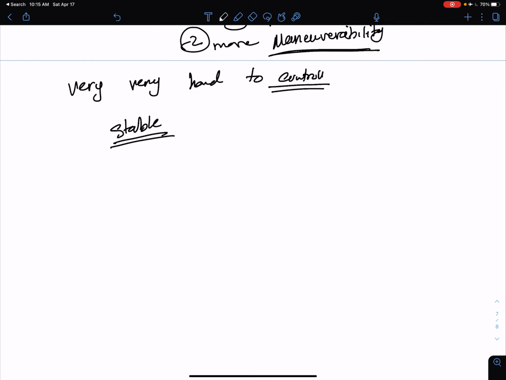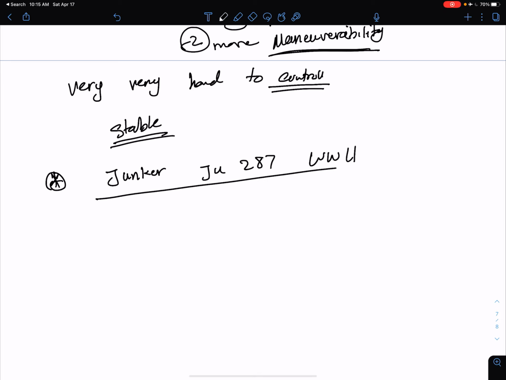There are two very famous aircraft that have used this type of design. One is the bomber the Germans used, called the Junkers Ju 287 during World War II, and the other one is the X-29, which was built by Americans in 1984. It was built by NASA specifically.